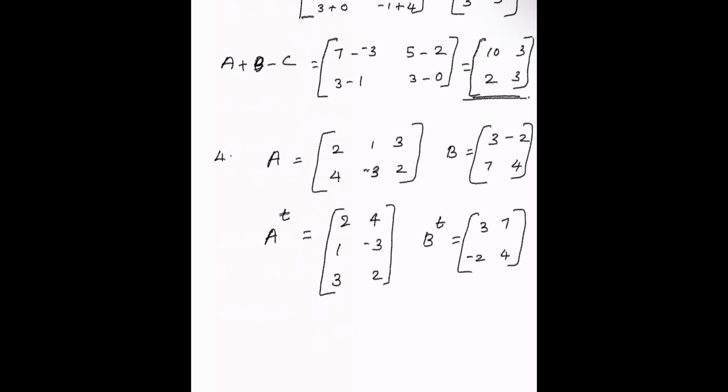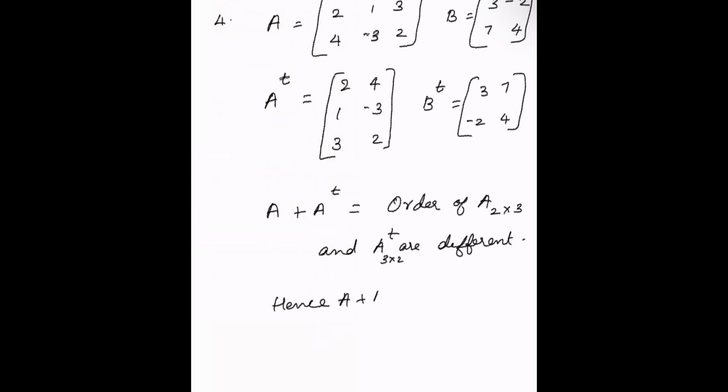Now, can I do A plus A transpose? A plus A transpose, is it doable? No, ma'am, it's not doable. Why not? Because the number of rows and columns are different. So we can say order of A and A transpose are different. Hence, A plus A transpose is not possible. But you can perform B plus B transpose because both B and B transpose are having the same order.